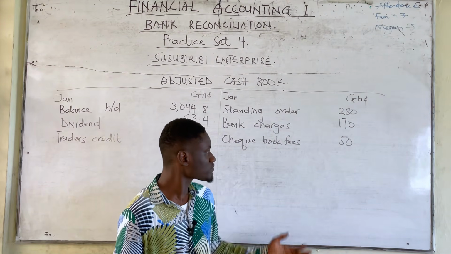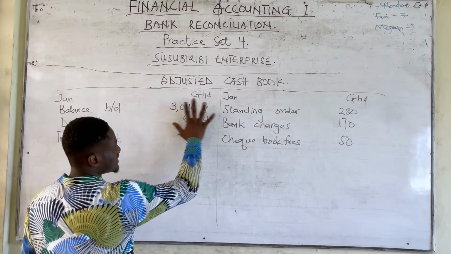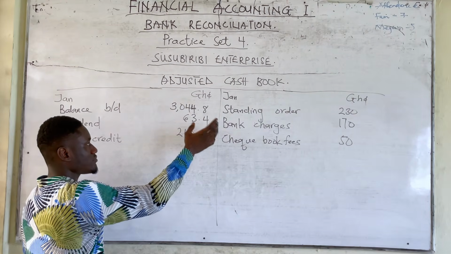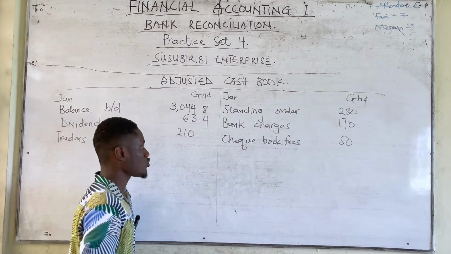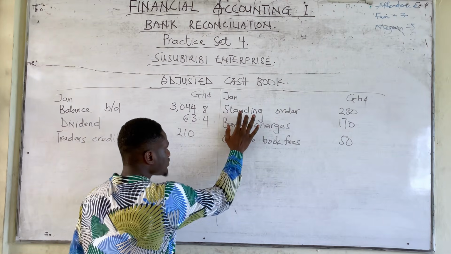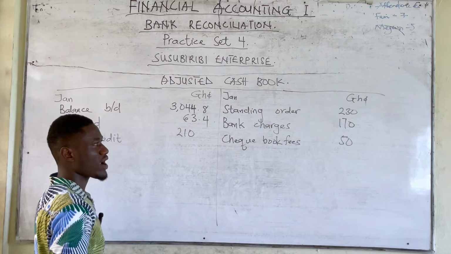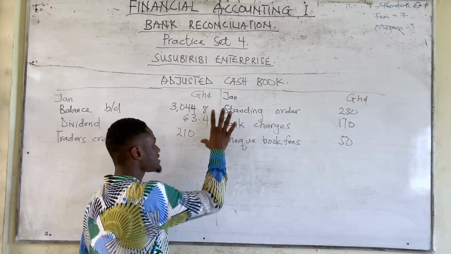Good. So after finding all, you could see that all these items recorded, the balances were in the cash book, so we'll bring it forward as the beginning balance. Then we'll check for items not recorded in the adjusted cash book. So we could see that the bank charges, checkbook fees, dividend, trade credit were all not recorded in the what? Cash book. So now we've recorded it in the cash book.